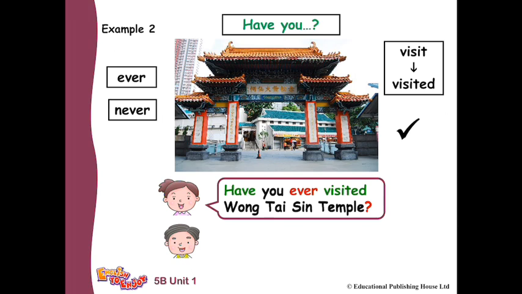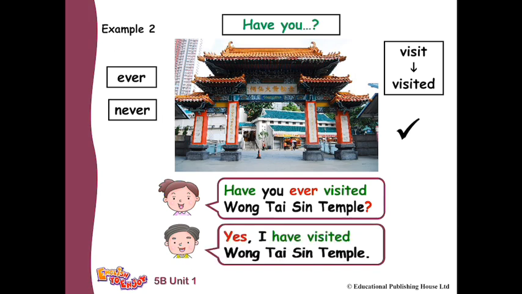When you see the tick on the top right-hand corner, you have to answer yes, together with has or have, and the past participle. This time, we do not need to add ever or never in the answer. Can you try to answer it? All right, let's check the answer. Yes, I have visited Wang Tai Sin Temple. Good job, you answered correctly.